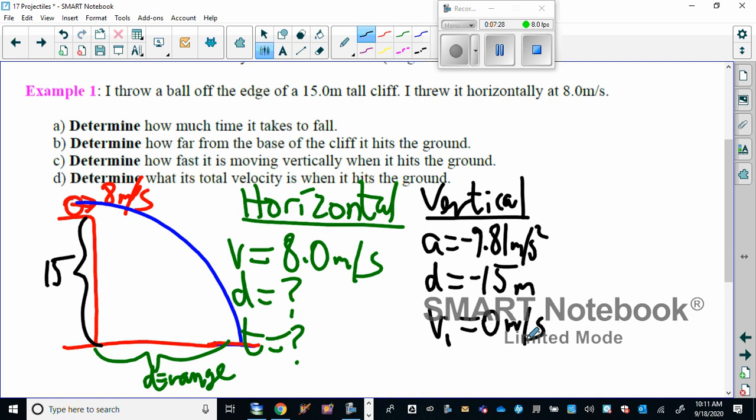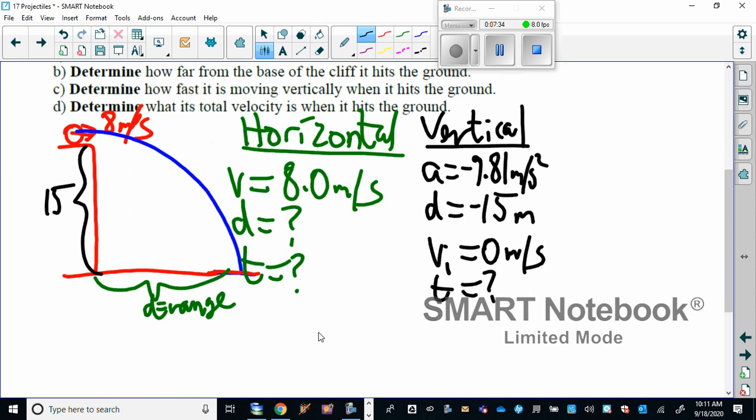Do we have the time? No. Do we have the final velocity? No, no, no on that one. And you can't say it's 0 when it hits the ground. Obviously, it's 0, but we're always talking right before it hits the ground. So that's what we have horizontally. That's what we have vertically.